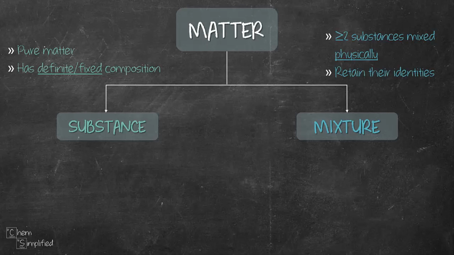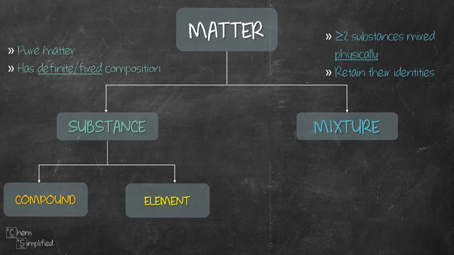Going back to substance, it can be further classified into element and compound. An element is the most elemental substance. It cannot be broken down further chemically. A compound, on the other hand, is made out of two or more elements which were combined chemically.